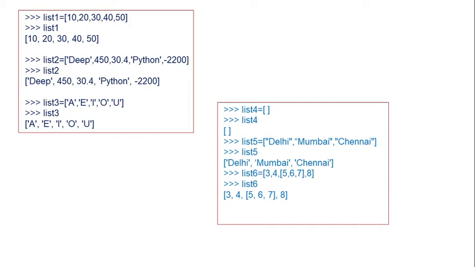List 1 consists of a list of integers, list 2 is a heterogeneous list, list 3 is a list of strings, list 4 is an empty list, list 5 is a list of strings, and list 6 is a list of lists. We have a list as an element here in list 6.